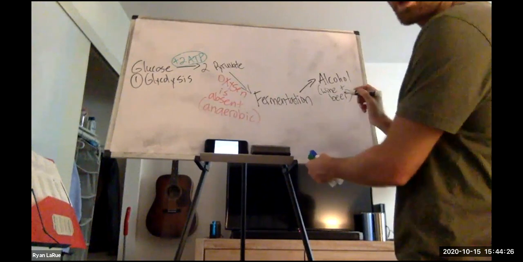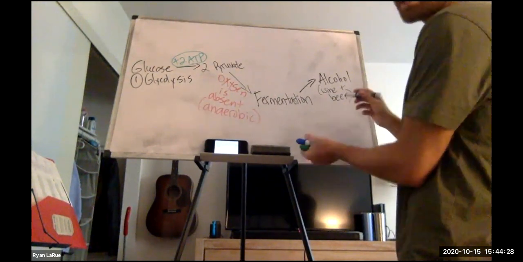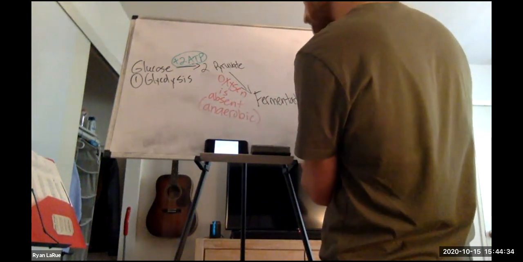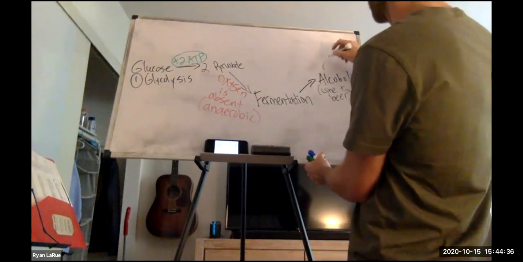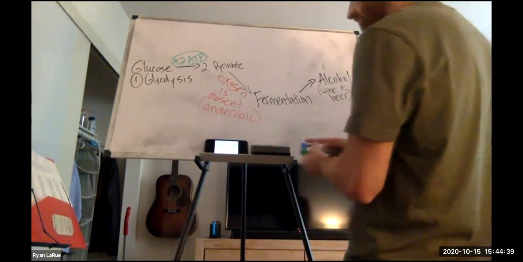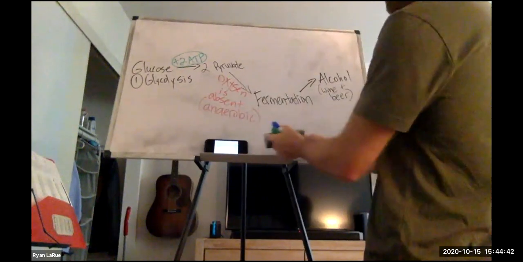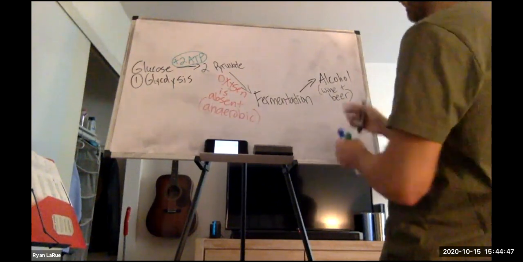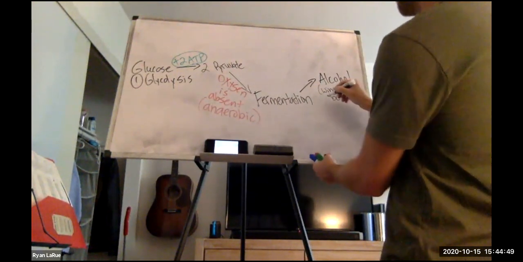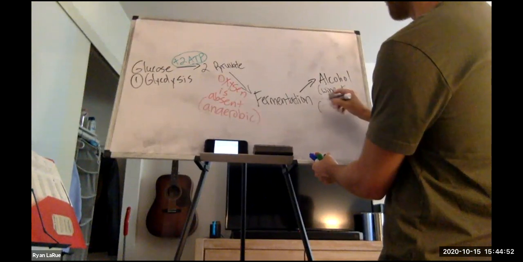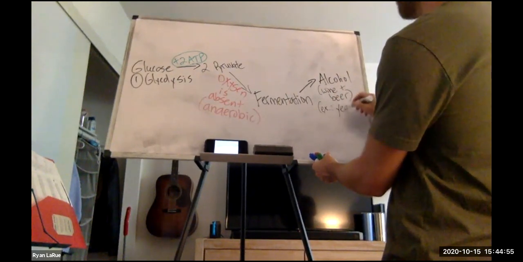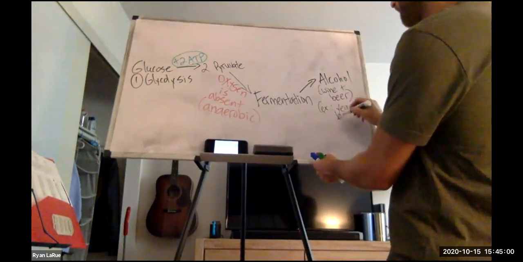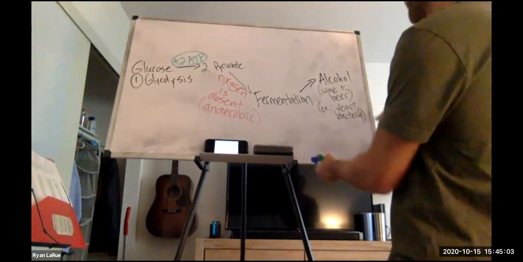This is performed by yeast cells, which are a type of fungus. These are single-celled fungal organisms. I don't know why I wrote wine and beer, but whatever. Well, yeast is used to produce wine and beer. So I'll write examples: yeast. There's certain bacteria that do it too, but it's mainly yeast.